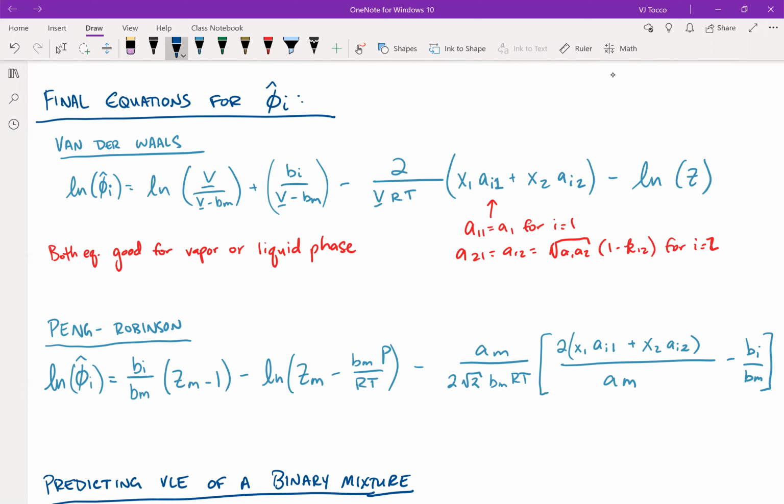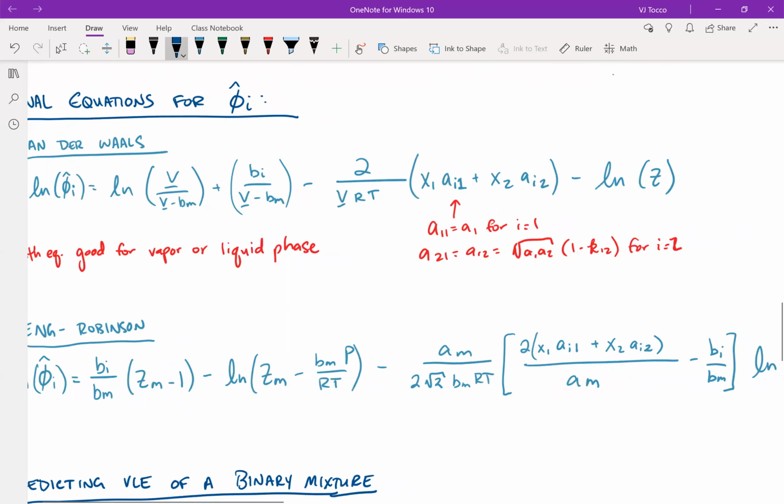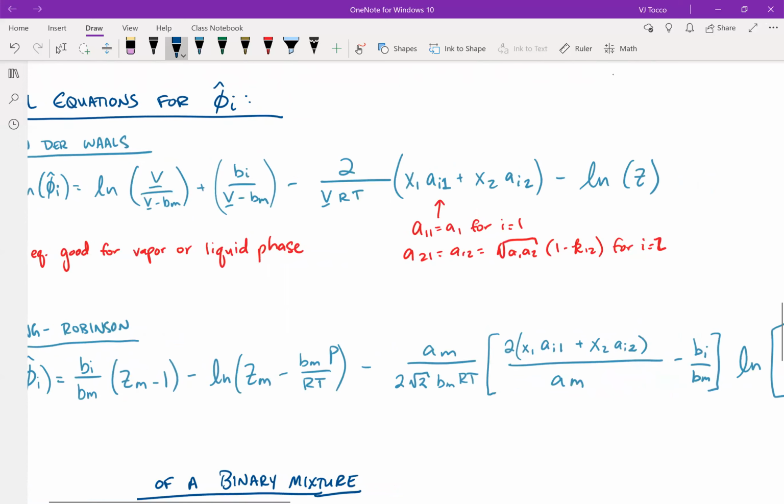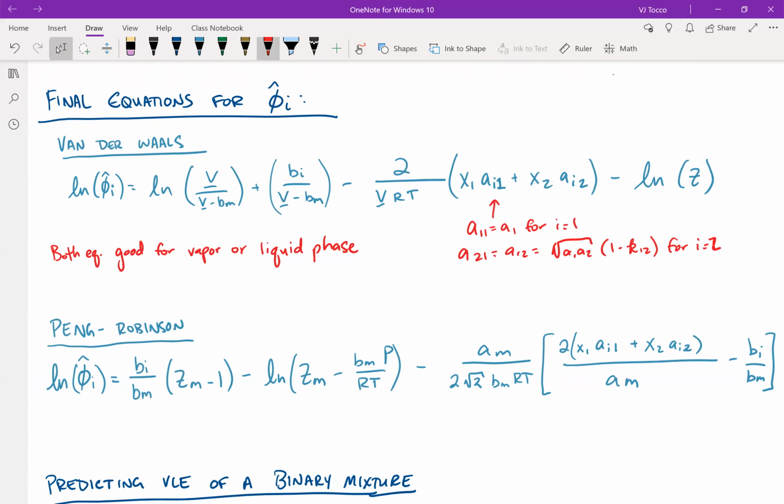So I have to know what the molar volume is, which I hopefully have solved for before with the van der Waals equation of state. And I also have these van der Waals parameters A and B that I have to solve for. But remember, they're only a function of the critical pressure and temperature of the components. Oh, by the way, this mixture fugacity coefficient, I have to scroll because I couldn't fit it all on one line. So the textbook, by the way, I want to tell you where this is in the textbook.